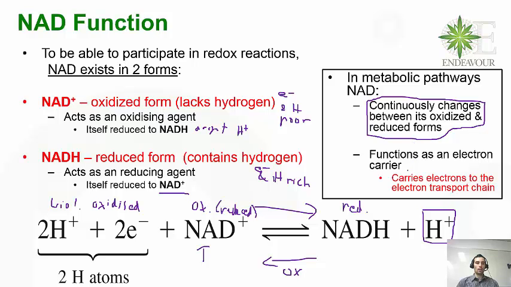So which of our forms of our coenzyme here do you think would be the carrier of the electrons to the electron transport chain? Would it be NAD+ or NADH? It's actually NADH, because this is the electron and hydrogen rich version. So we can take these electrons and offload them into the electron transport chain.